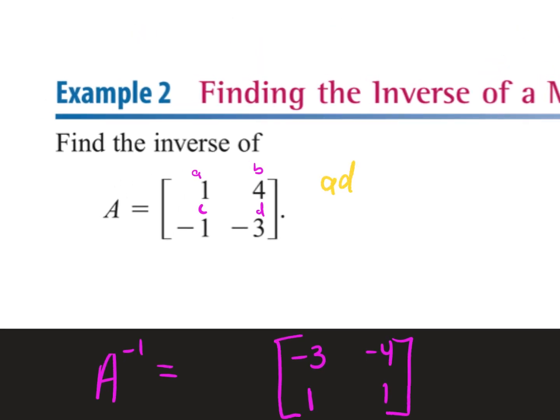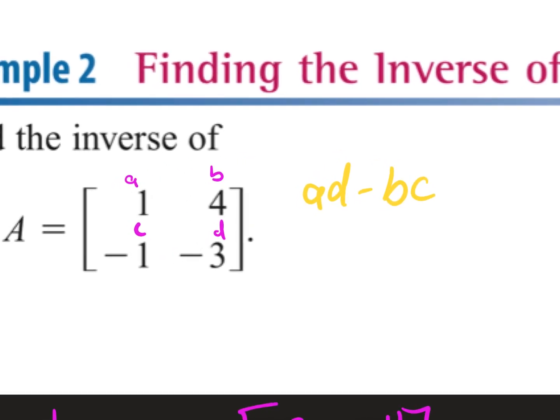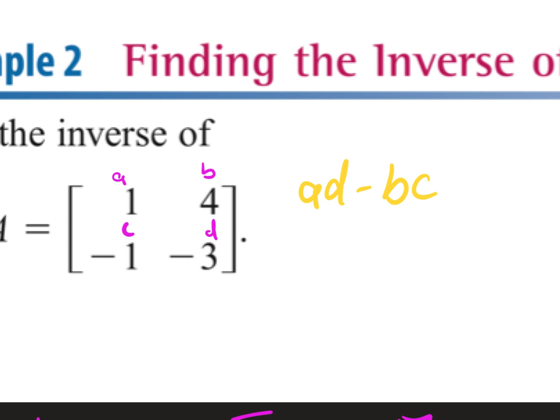You can do A times D minus B times C if you'd rather. But you're just going to figure out what you're multiplying, what your denominator is going to be. We'll talk more about this tomorrow. But A times D, so 1 times negative 3 minus 4 times negative 1.